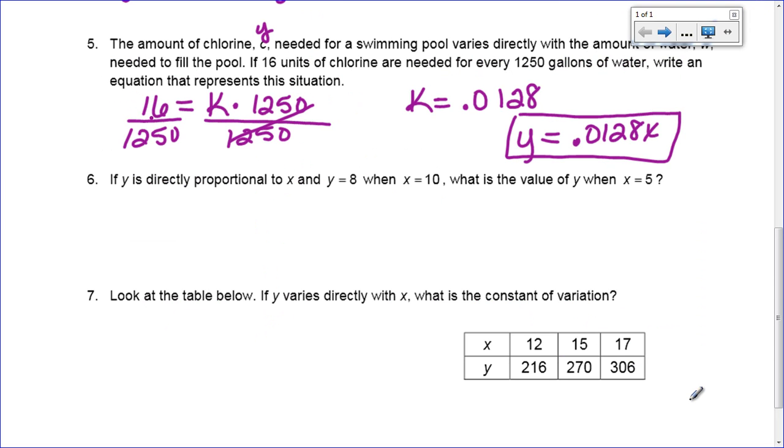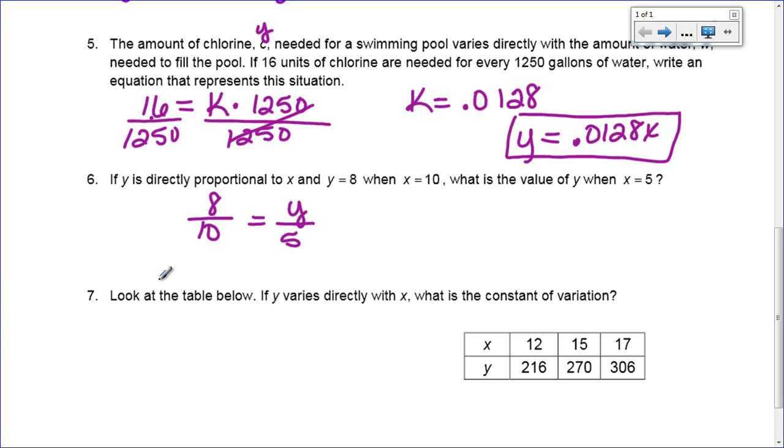All right, so number 6. If y is directly proportional, y'all, that's the same thing as saying varies directly. It means the same thing. To x, and y is 8 when x is 10. What's the value of y when x is 5? Hey, look, it's a proportion. y is 8 when x is 10. What is y when x is 5?